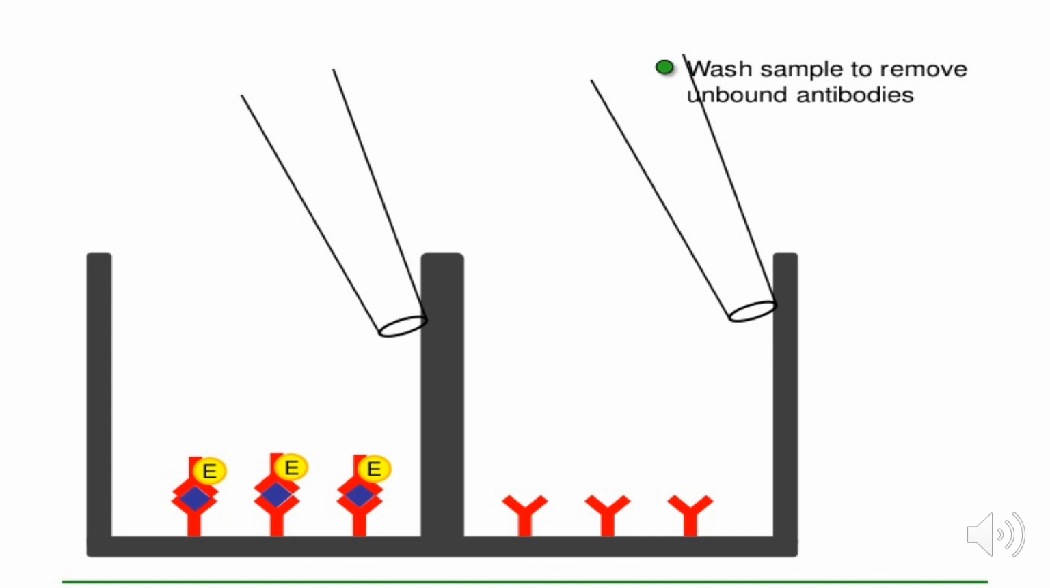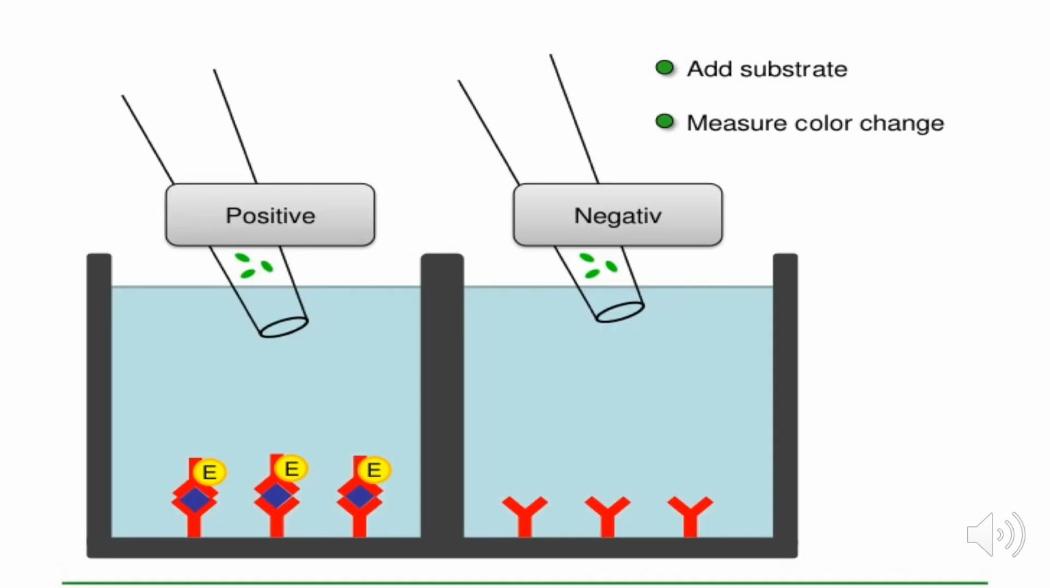Then we will add the substrate. So expect that the substrate will be acted upon by the enzymes in well number 1, and that will now produce a colored compound, indicating that the patient sample has the target antigen. While since you do not have the enzymes in well number 2 because the antibodies with the enzymes were all washed off, expect that the substrate will not change in color.